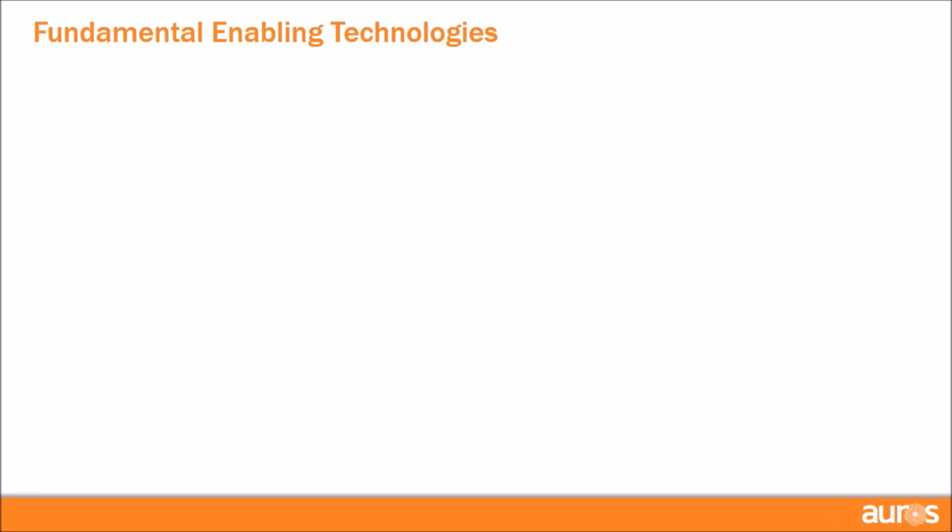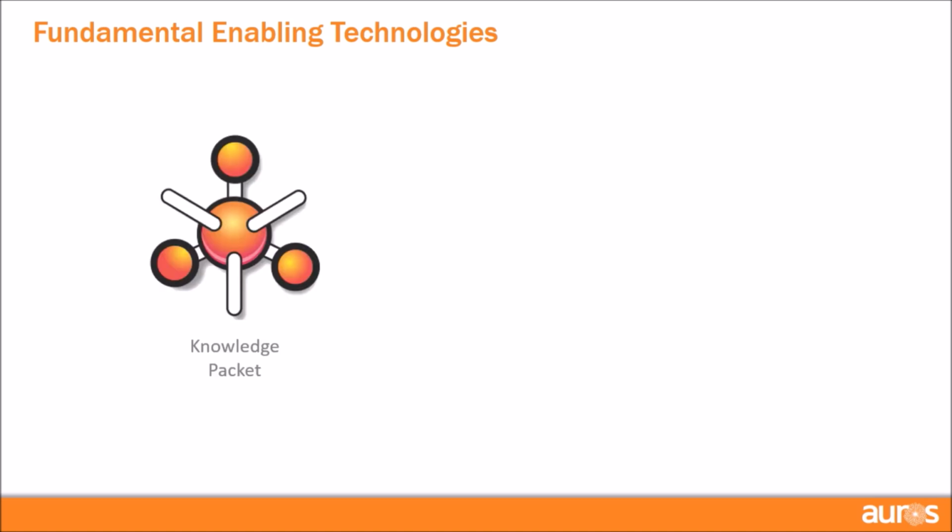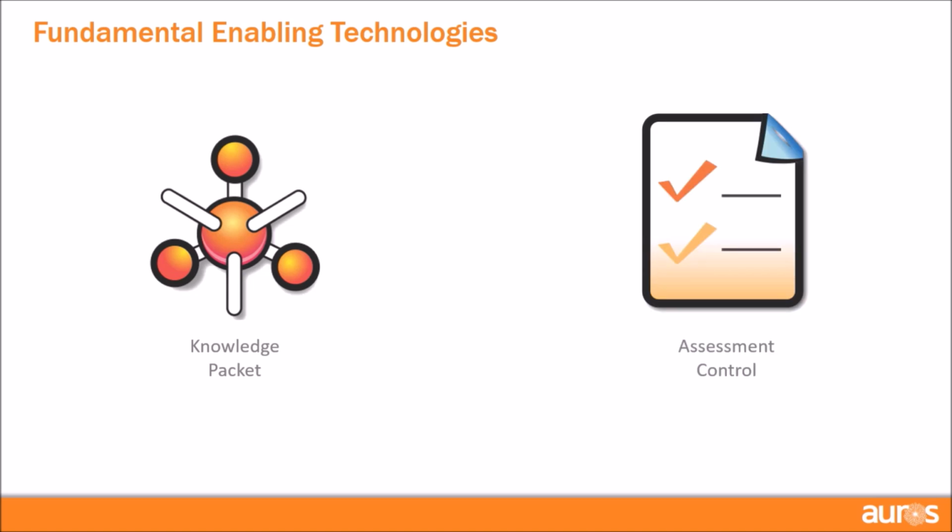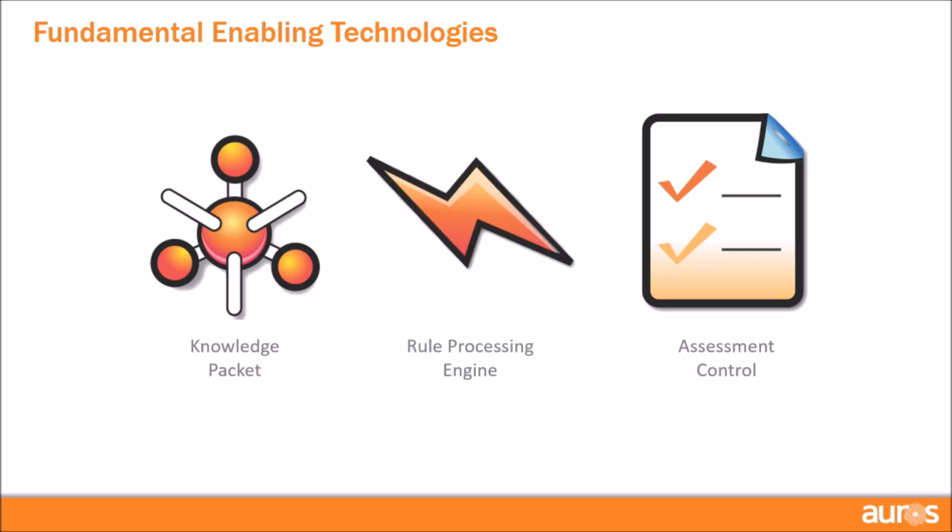So how does this all work? What's the details behind it? There's three key fundamental technologies that we use to make knowledge-aware work within CAD applications, actually within any application. These are the three key concepts. The first is the knowledge packet. Second is an assessment control, which is like our navigation app. And the third is a rules processing engine. So let's break these down one at a time, just to give you a little bit of background as to what they are.